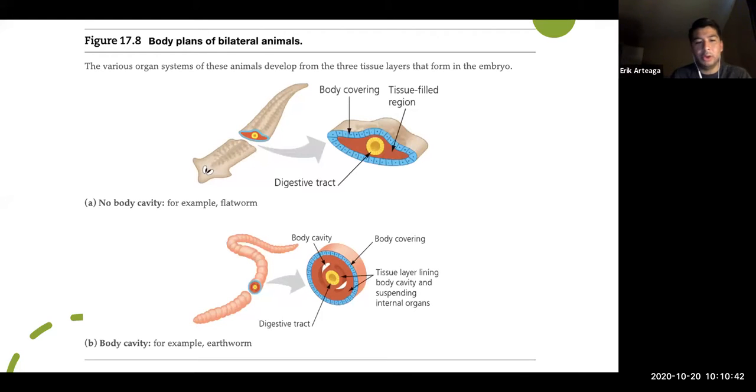So here we have no body cavity. So this is like a flatworm, okay? You have body covering, you have digestive tract, and you have a tissue-filled region. Excuse me. Here we have an organism, an earthworm, with a true body cavity, right? So we have a body covering, we have tissue layer lining the cavity, and suspended internal organs, and then we do have a digestive tract. Okay, we do have a true body cavity, right?